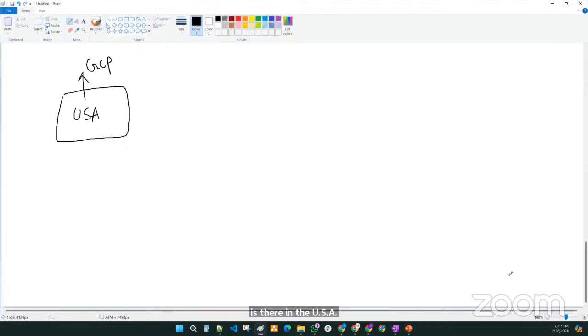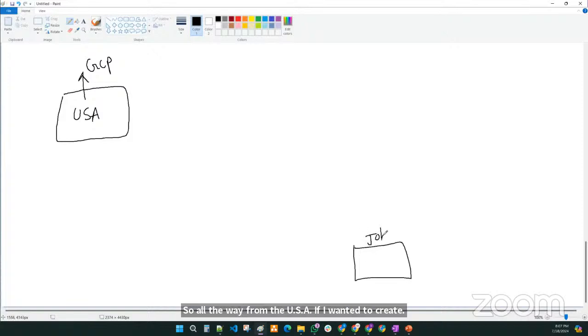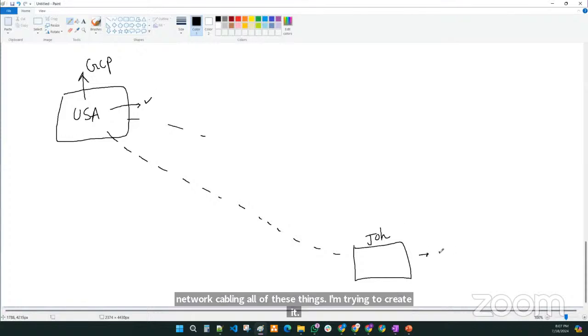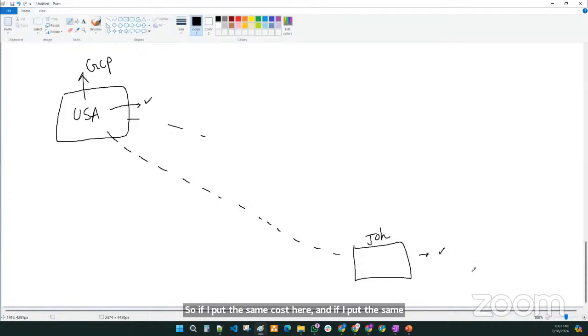All the way from the USA, if I wanted to create my regions or zones or data centers in Johannesburg, which is very far for me, and all the way from here I am putting in a lot of network cabling, all of these things I am trying to create. So if I put the same cost here and the same cost there, it wouldn't be logically correct for me, right? I am putting in a lot of effort, so that's the reason they put a little bit more cost.